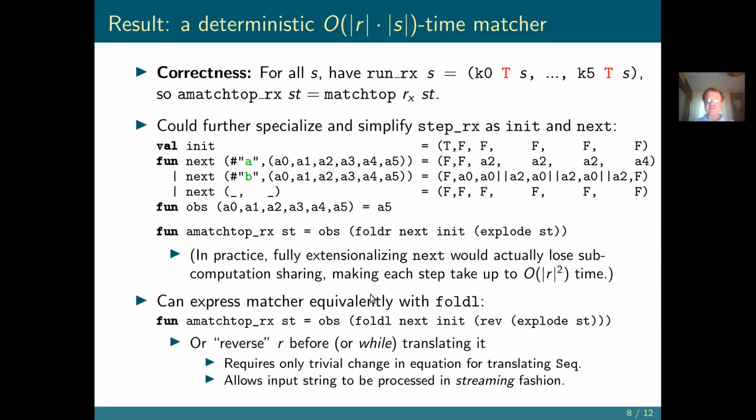The other oddity is that we are processing the string from right to left, but we can change that. If we want to use fold left, we just have to reverse the string first. Or alternatively, if it's not practical to reverse the string, we can reverse the regular expression. It just means swapping the arguments of seek, and we can do that while we're translating. That way we get a string processed from left to right, and when we reach the end, we can immediately say whether we should accept it or not.